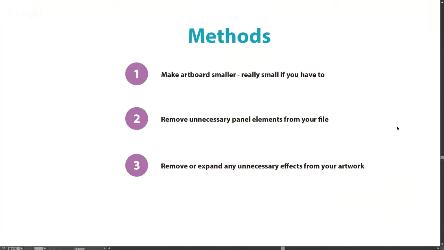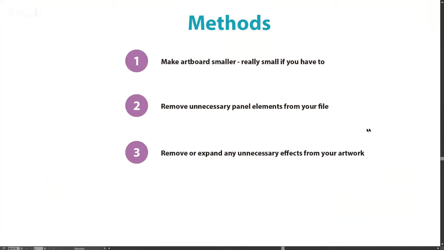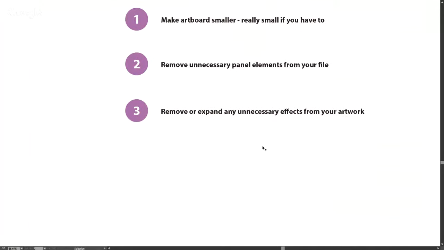Number 3, remove or expand any unnecessary effects from your artwork. For example, you have drop shadows, some kind of feather effect, all kinds of interesting transparencies and overlays, anything that goes under the Effects menu in Adobe Illustrator. You are not allowed to use that to sell on microstock websites, so you need to get rid of them anyway. But just in case you're doing this to make Adobe Illustrator work faster on this particular file, you might consider removing the effects. They slow down the process and make the file bigger.